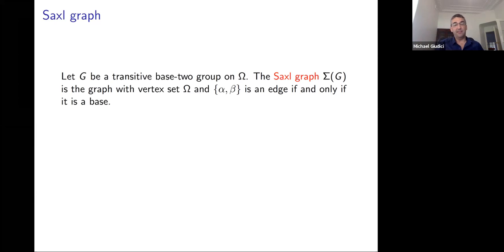So it only makes sense to define these for base 2 groups. If my group does not have a base of size 2, then I'm just getting a graph with no edges, the edgeless graph, or the empty graph, depending on your taste as to what you want to call it. So we only study these for groups with a base of size 2, or for base 2 groups. Now, we then wanted to study this graph to see what we could say about it, and hopefully, understanding this graph would give us some understanding for which pairs of points give me a base of size 2.